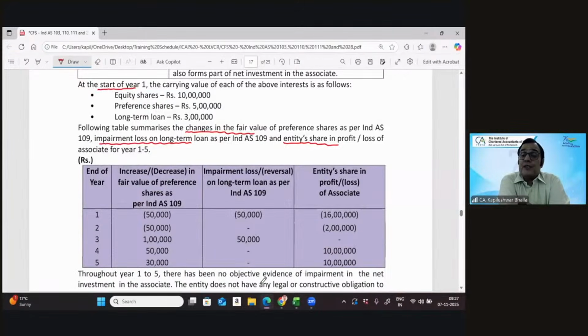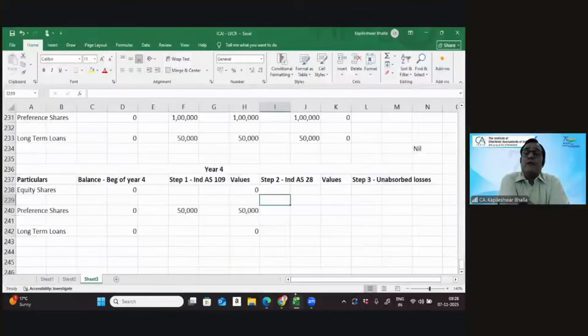Now in the 4th year, there is a 10 lakhs of profit share. Now tell me, this 10 lakhs will be given to whom? Can I pass it on to the equity? Of course not. So what do we do with this? Should I distribute this first of all to whom? And that's right. First, we need to allocate to the long-term loans, and then it will be distributed to the preference and then to the equity to the extent of the previous losses they bore.